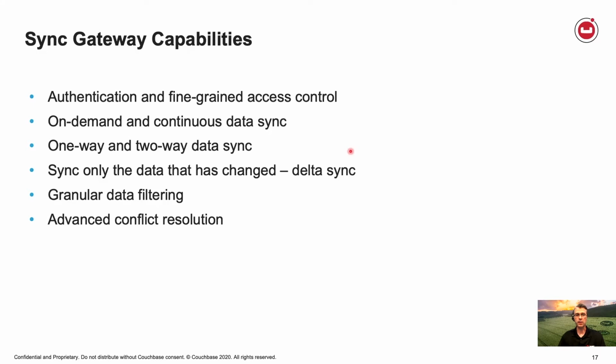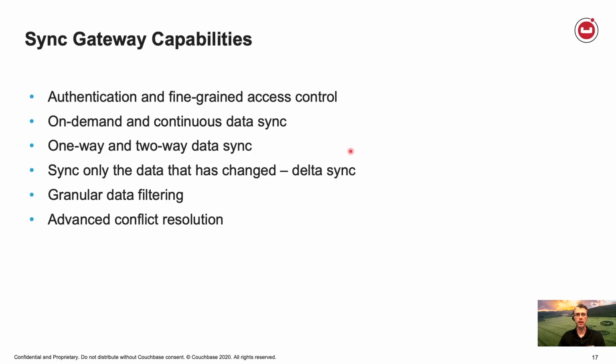You have the ability to sync data on demand or continuously. On demand is what we also sometimes call one-shot replication in Couchbase, and that's typically driven maybe by a timer or based on some user action. Continuous data sync, as the name implies, is running continuously in the background. There are options for one-way and two-way data sync.